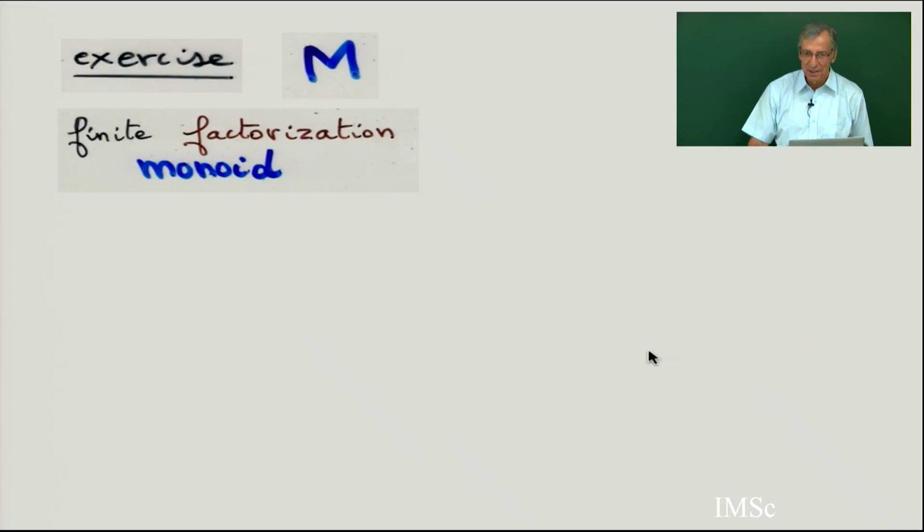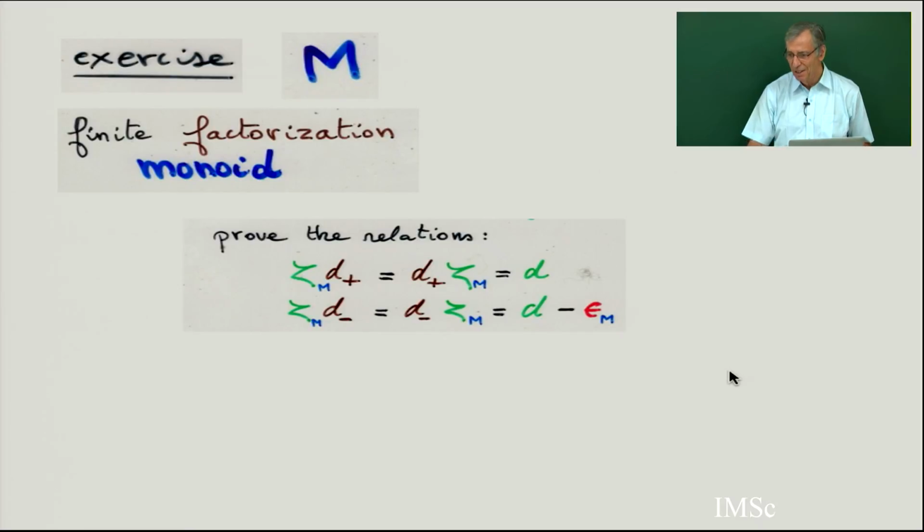Now an exercise. Take a finite factorized monoid. First part of the exercise: prove the relation between zeta, d plus, d minus, and epsilon. Prove this relation in the incidence algebra. If you take d plus plus d minus, then still.